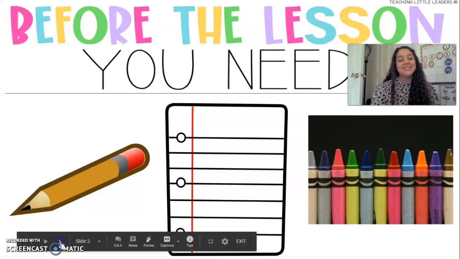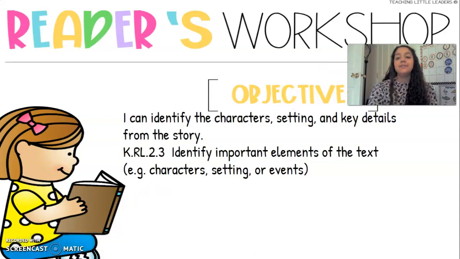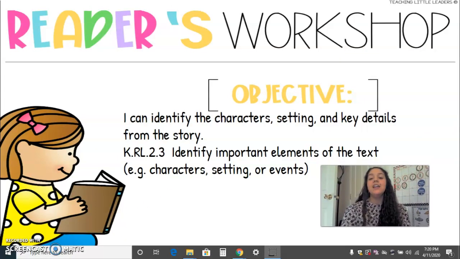Let's get started. Let's read our objectives. Say, I can identify the characters, setting, and key details from the story. That's our kindergarten reading literature standard 2.3.